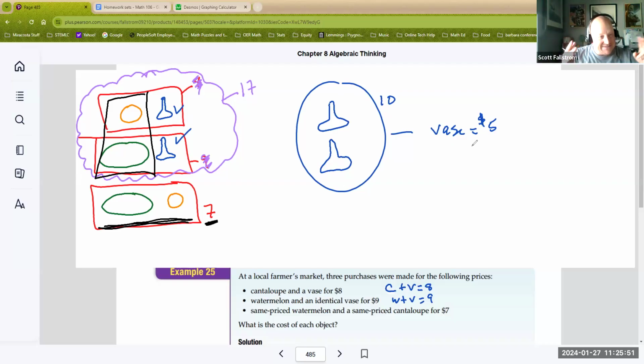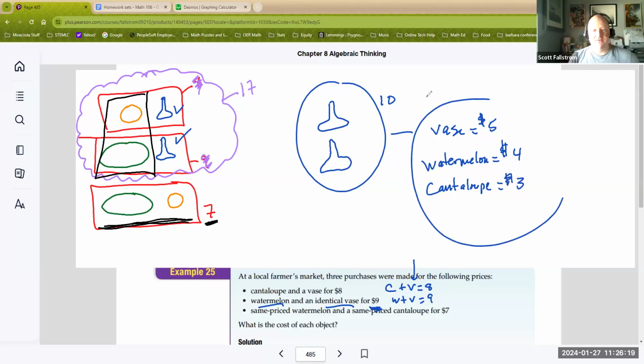Because after that, everything else, in a sense, falls apart. Why? Because I know that a vase plus a watermelon is $9. Oh, okay. The watermelon must be $4 then. And I know that the vase is 5, but a cantaloupe and a vase is 8. Oh, okay. So a cantaloupe is $3. And see, you're done. I didn't use variables. I used some thinking and how I would combine things together, but that's it. There you go. And that's the way you could do it.